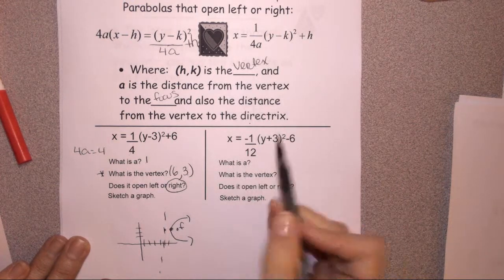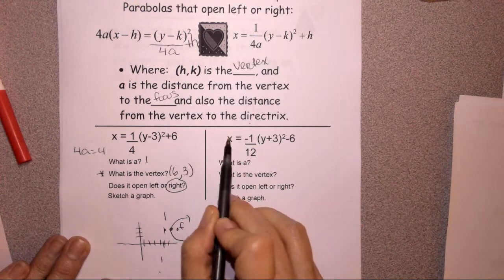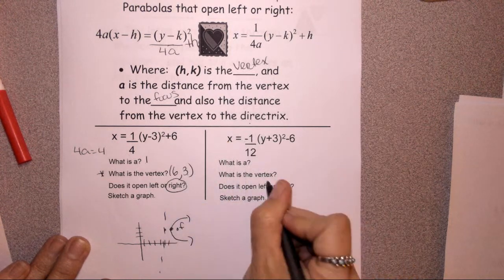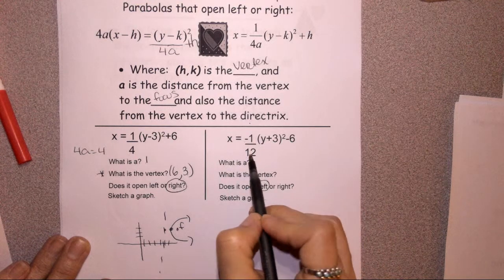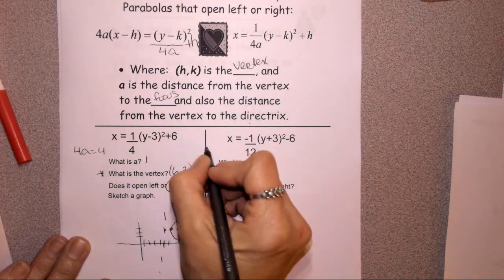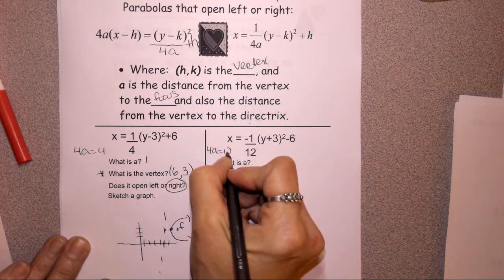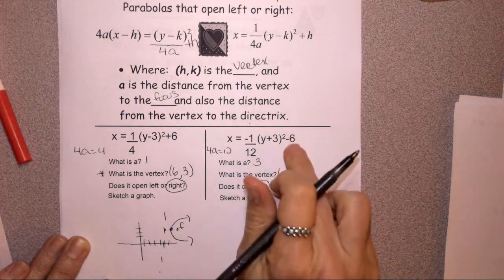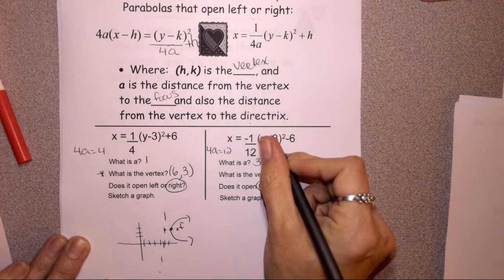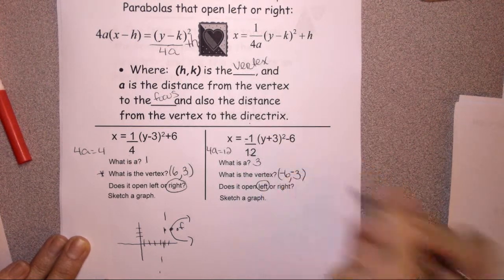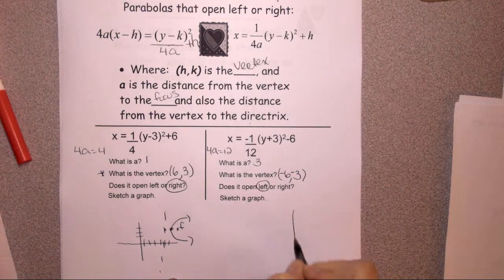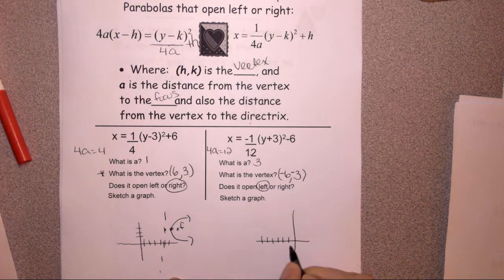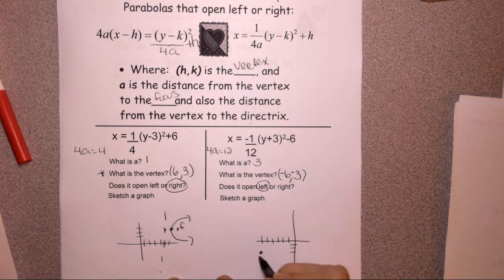All right, let's do it again. This time I have a negative. X is not squared, so that means it's going to be left and right. Because it's negative, I'm going to go left. The denominator is 12, so I'm going to have 4a equals 12, so a equals 3. The vertex, remember the outside number is my x. The inside number is the y, but I write the opposite. So if I sketch this one, I'm going to go left 6, 1, 2, 3, 4, 5, 6, down 3. There's my vertex. It's going to open left.